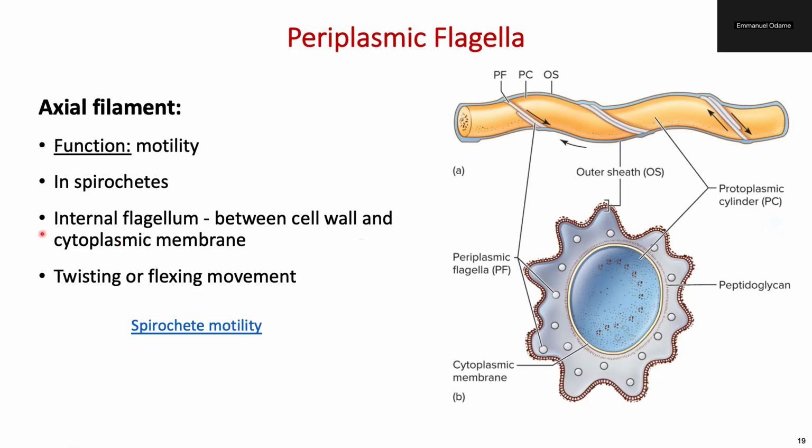So here, back to what we are discussing. We have the internal flagellum, and it's mostly between the cell wall and the cytoplasmic membrane. Its main function is to twist and help in flexible movement.